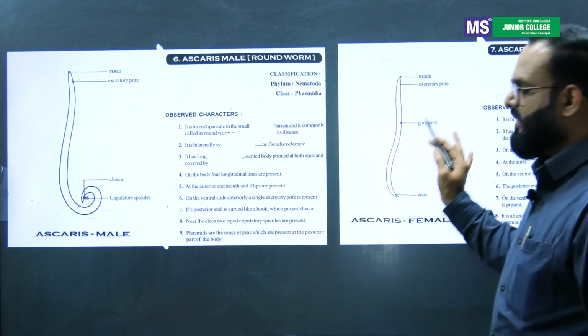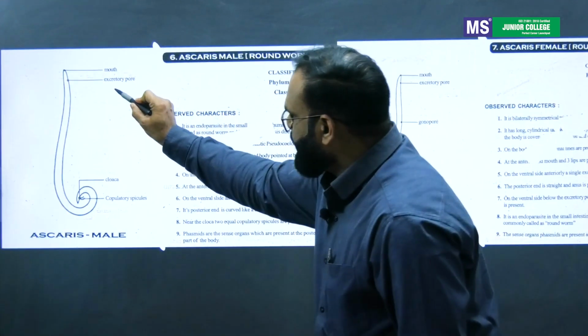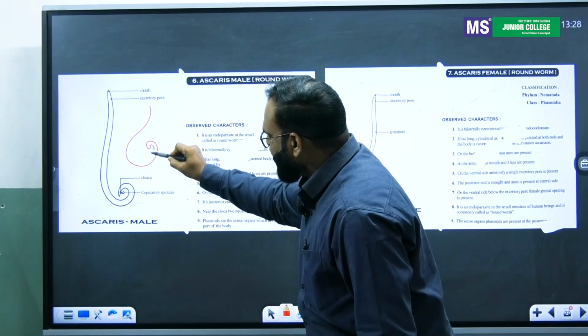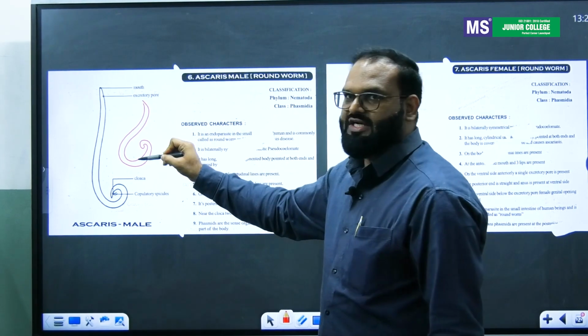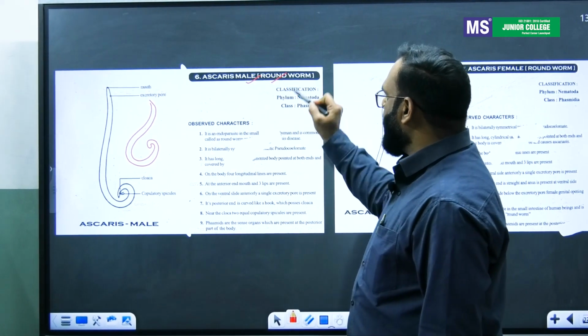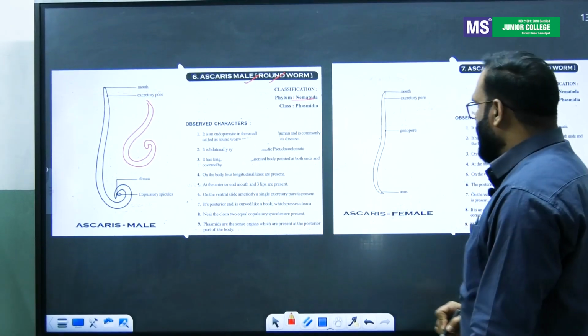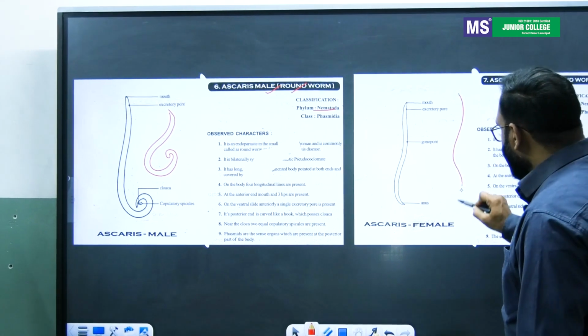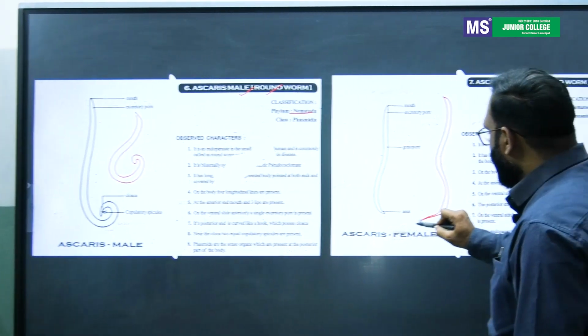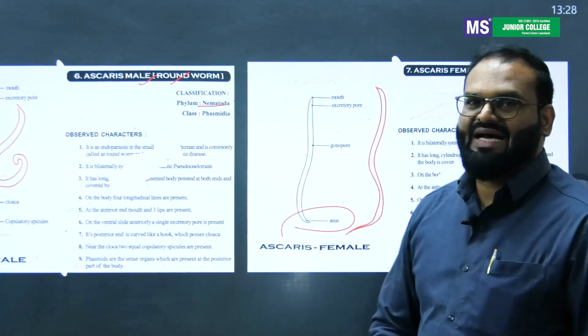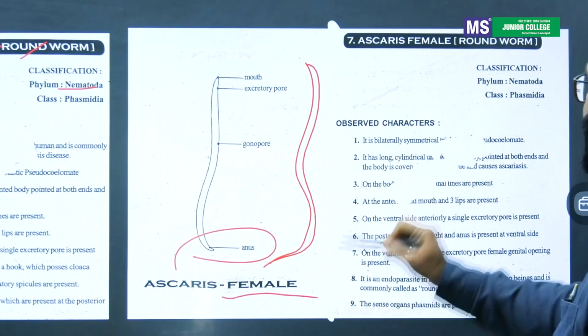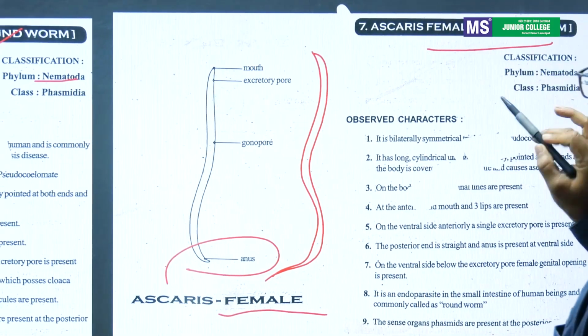Ascaris male and female, be cautious here. If the posterior part is curved and it is shorter, then it is male roundworm, belongs to phylum Nematoda. If it has a long tail-like structure and the posterior part is not curved, then it is Ascaris female roundworm.